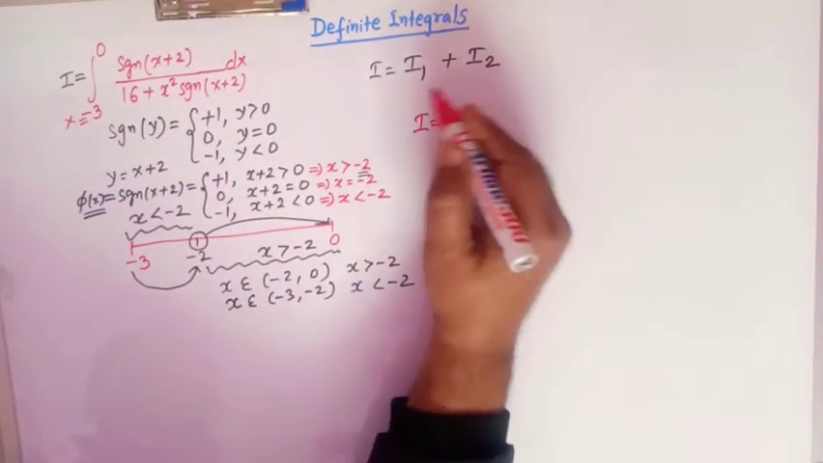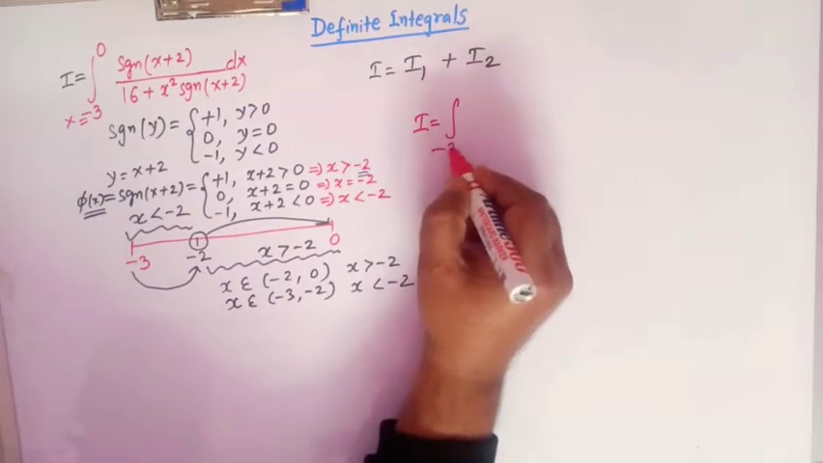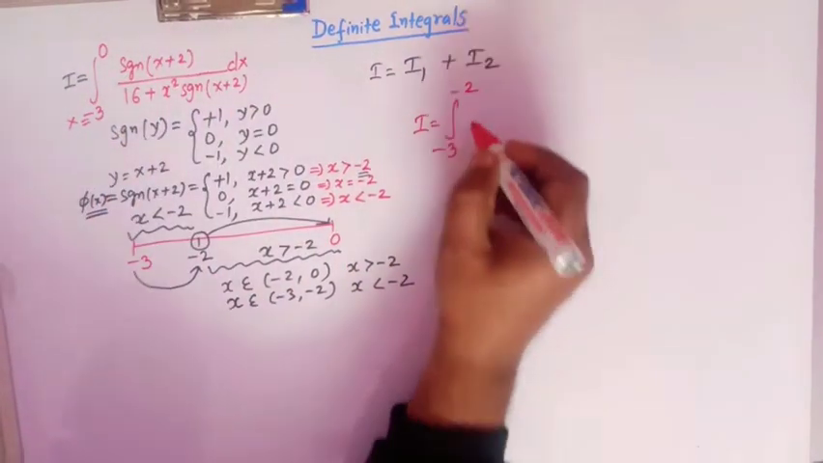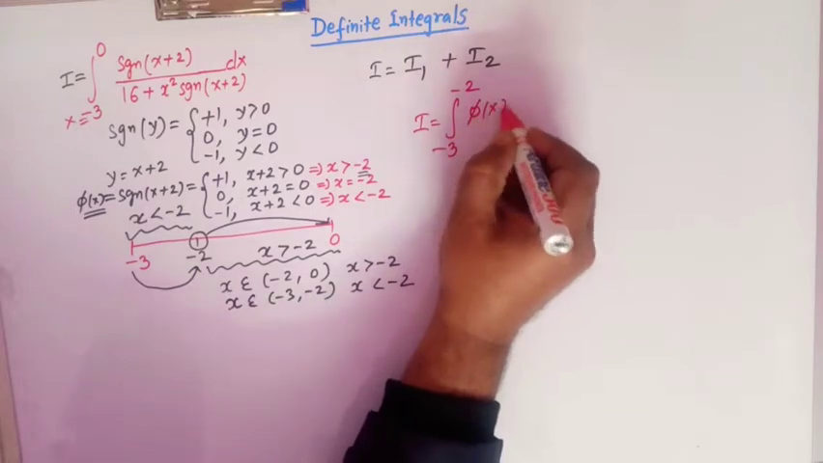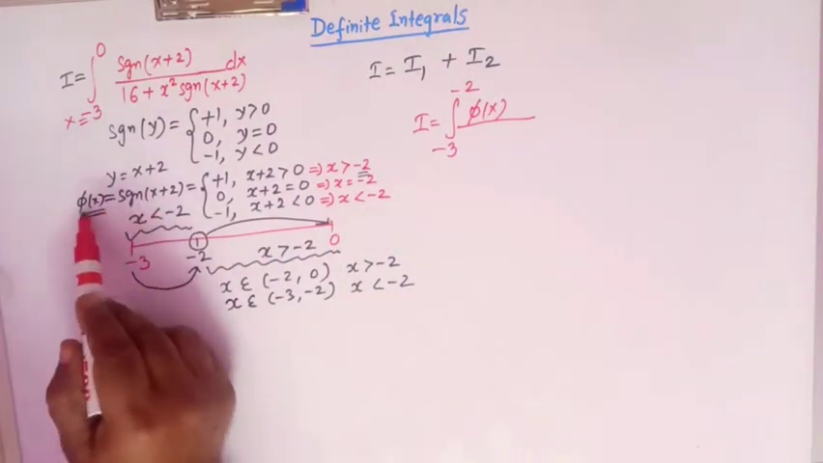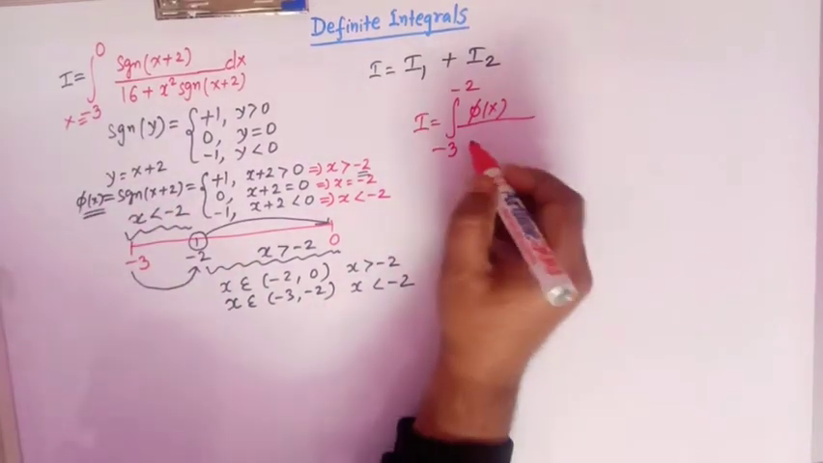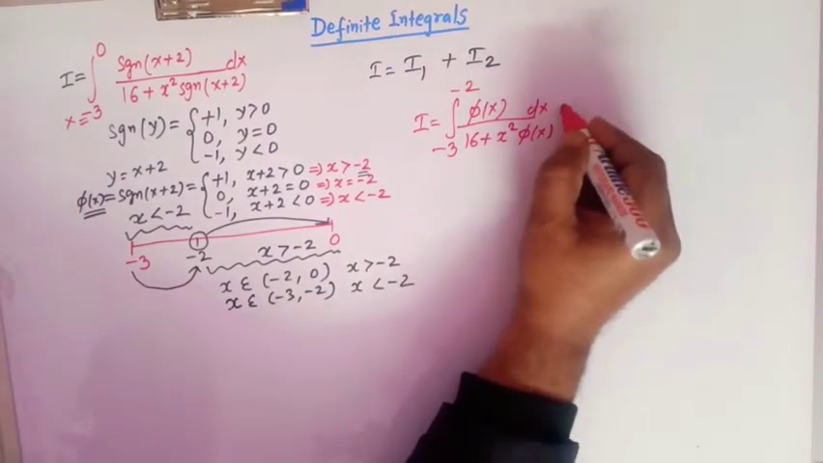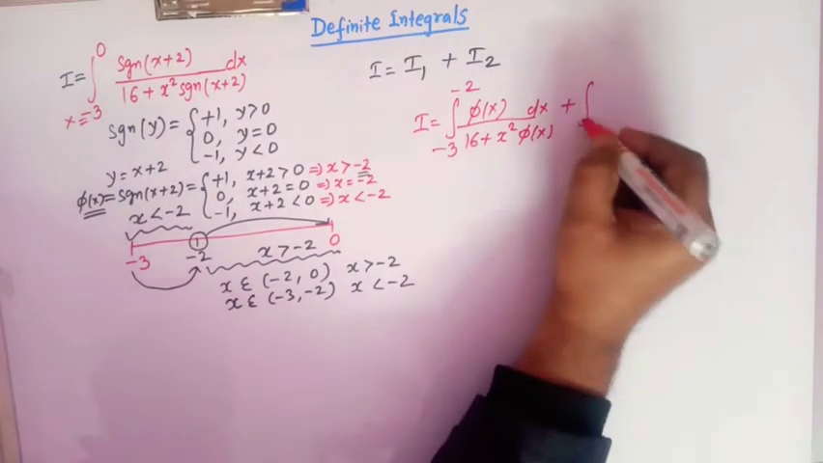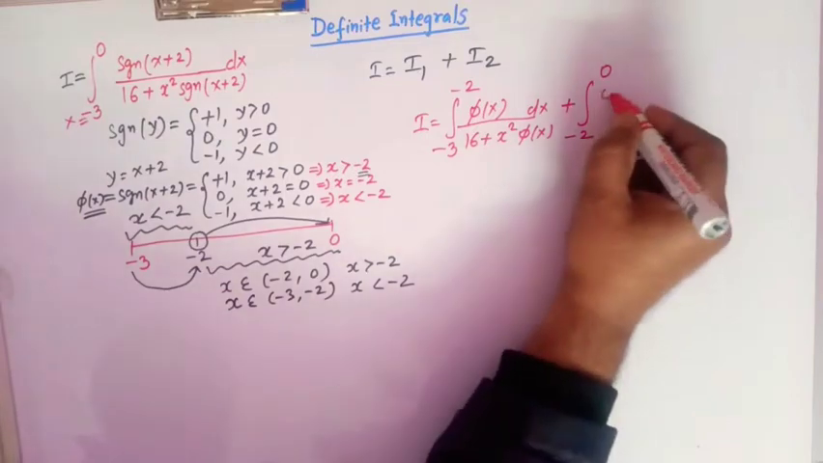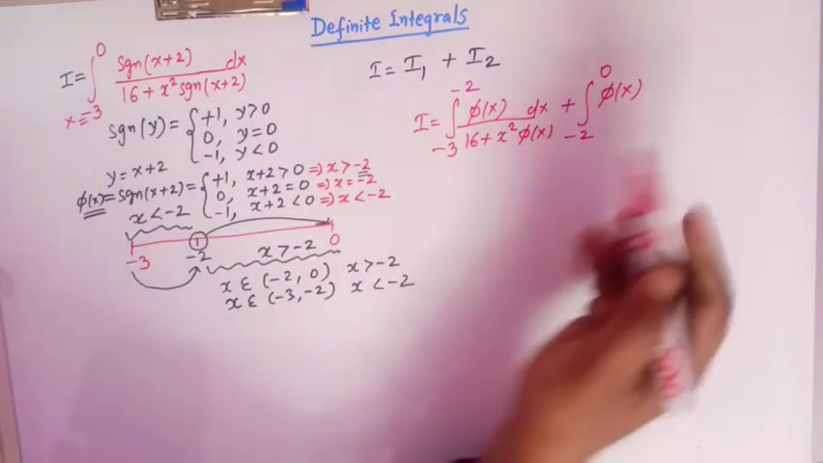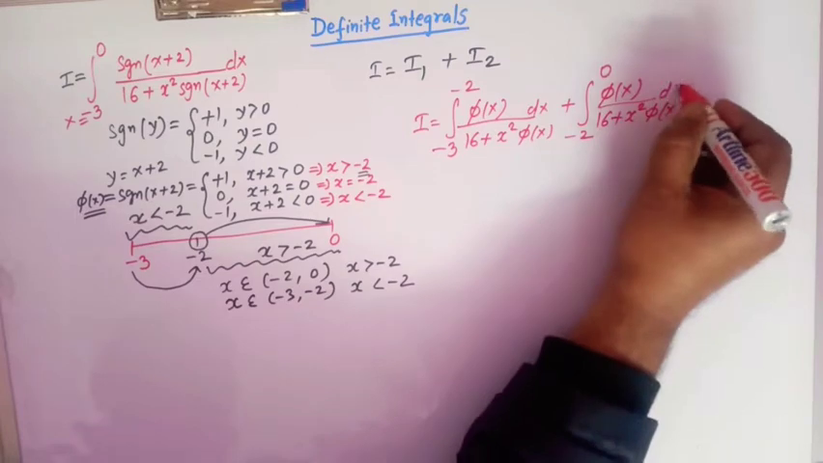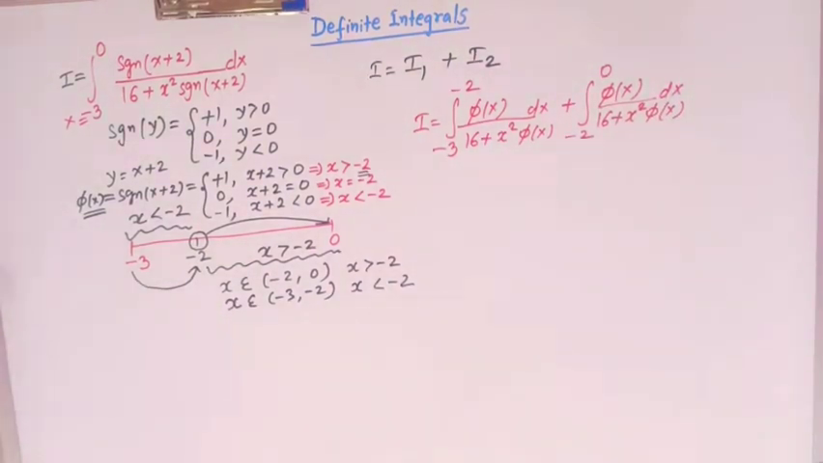So I is equal to I1, the integral from -3 to -2 of phi of x divided by (16 + x² phi of x) dx, and the second integral is from -2 to 0 of phi of x divided by (16 + x² phi of x) dx. Here we write phi of x as a simpler notation for signum of (x+2). Now we have two integrals to solve.